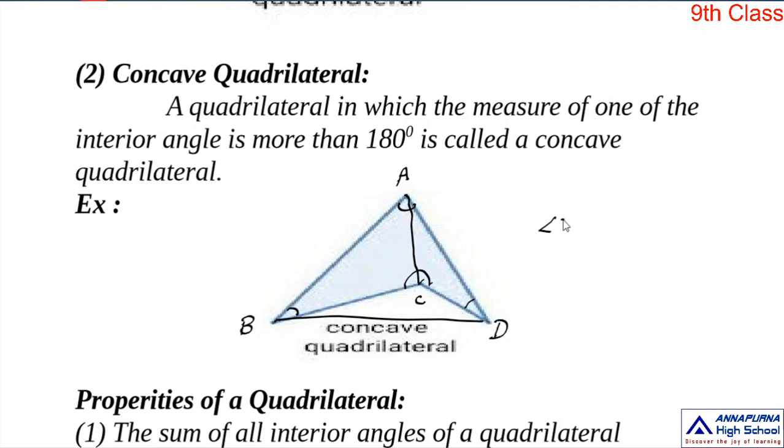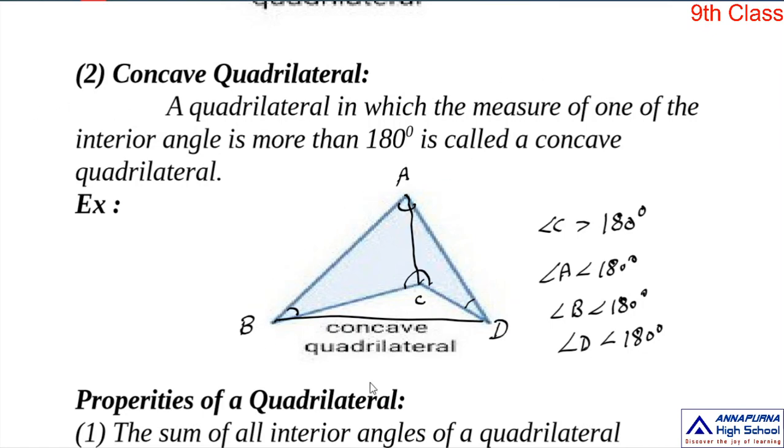Observe the angle C. Angle C is greater than 180 degrees, and the remaining 3 angles are less than 180 degrees. Angle A is less than 180 degrees. Angle B is less than 180 degrees. Angle D is less than 180 degrees. One interior angle is more than 180 degrees, so the quadrilateral ABCD is a concave quadrilateral.